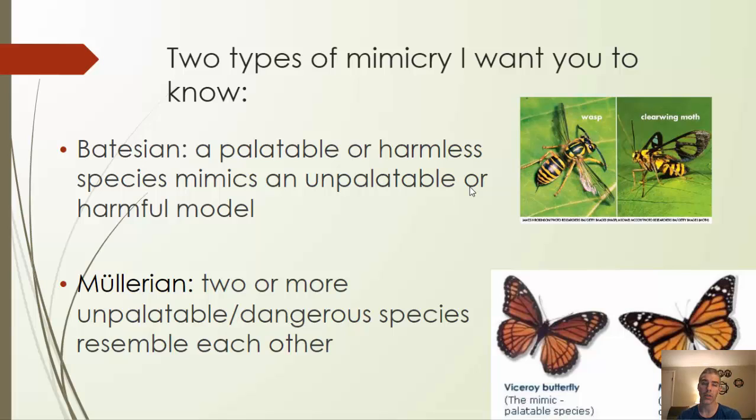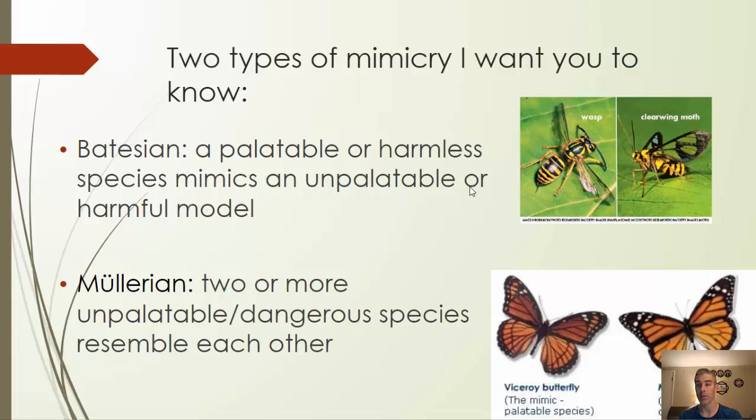So there's two types of mimicry that you really should know. There's Batesian and Müllerian mimicry. In Batesian mimicry, it's this idea that a palatable species, or a species that is not really that dangerous or is pretty harmless, will mimic something that is either really bad tasting or is dangerous.